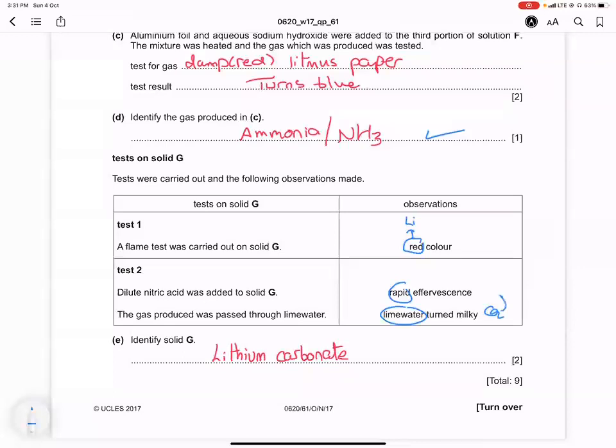Carbon dioxide means we had carbonate as an anion. That's why it produced carbon dioxide with an acid. So since lithium is present and carbonate is present, the solid is lithium carbonate. Lithium for a mark, carbonate also for a mark.